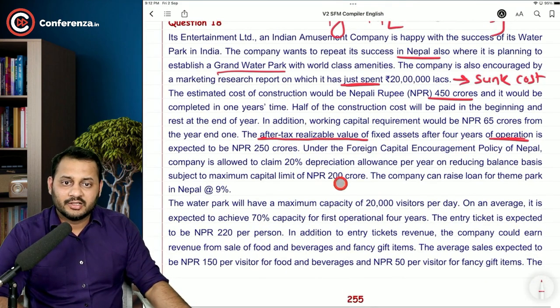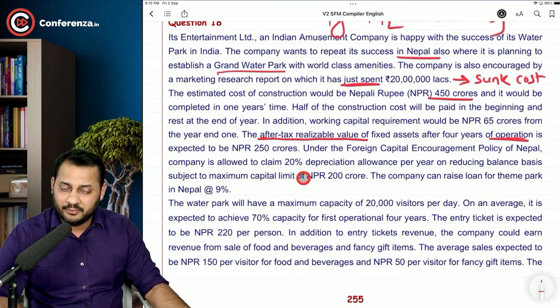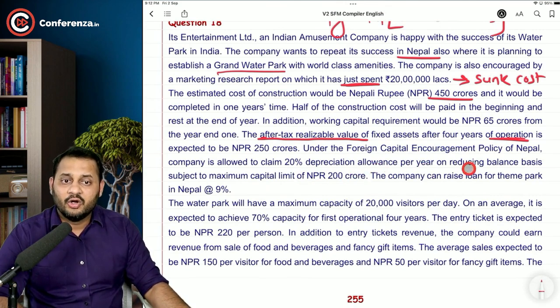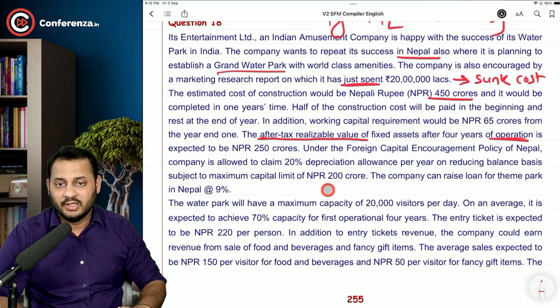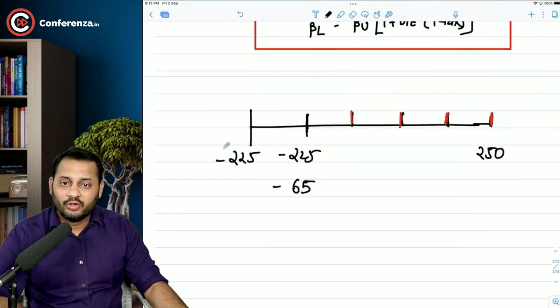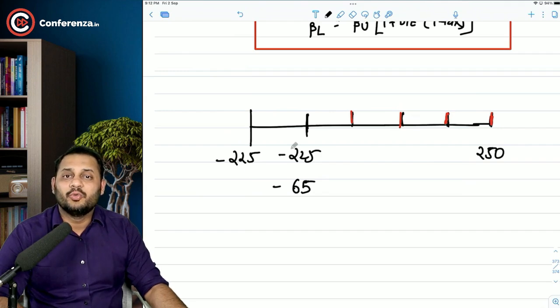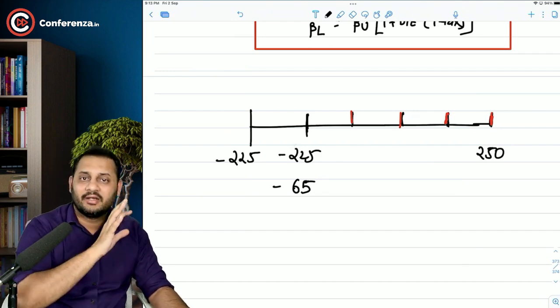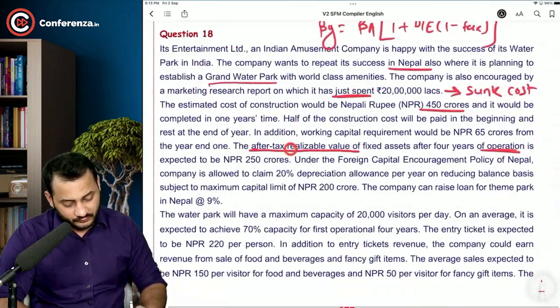Okay. Under the foreign capital encouragement policy of Nepal, company is allowed to claim 20% of the depreciation allowance per year on reducing balance basis subject to a maximum capital of Nepali rupee 200 crore. Even though you have spent 450 crore rupees, you can only take the depreciation on 200 crore, and that too on a reducing balance method, WDV. So we will have to make an entire table for that.